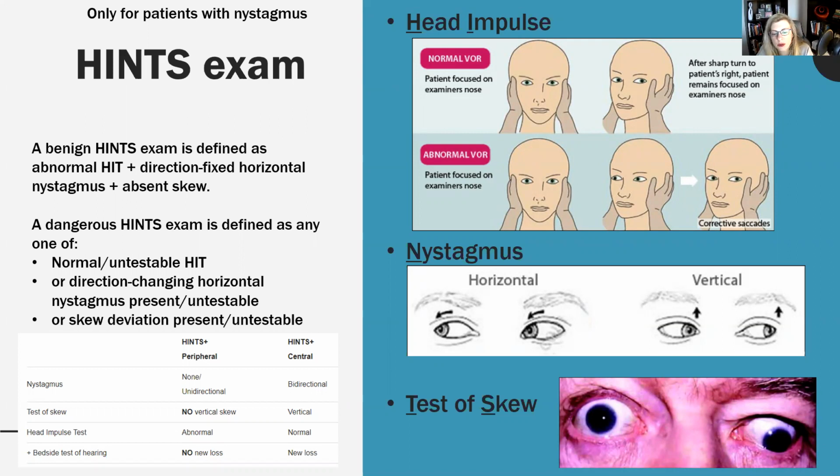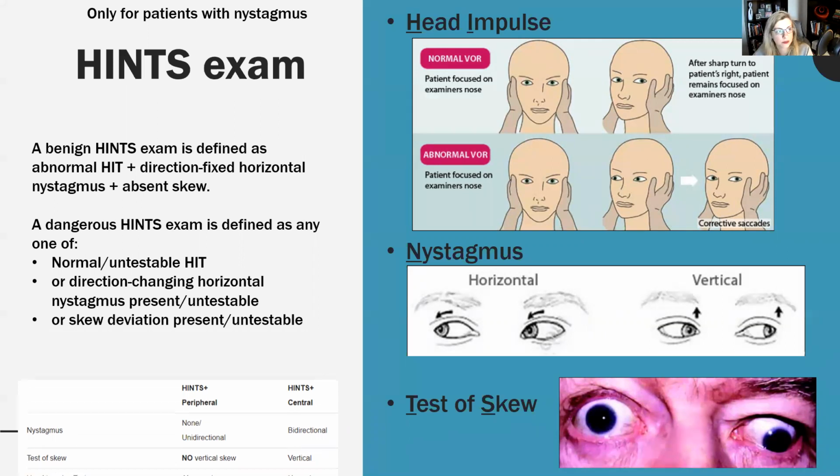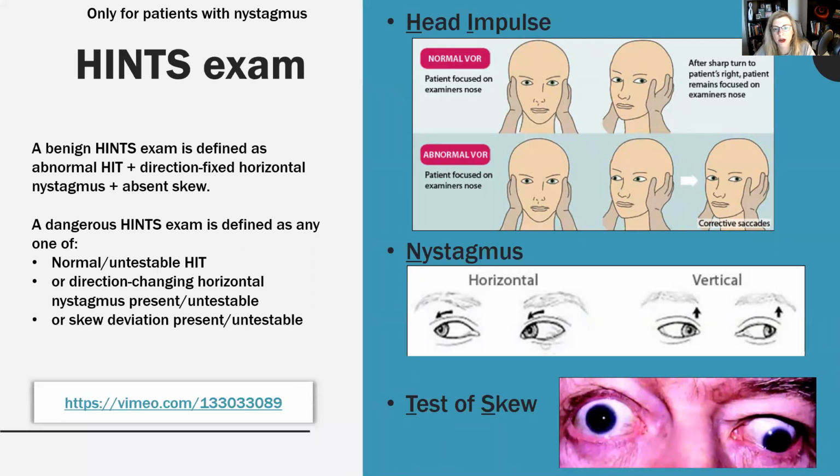The test of skew can get really complicated, and I think really watching the video makes it make more sense, so I'm going to leave that to the video. Important parts, though, are knowing how to interpret a HINTS positive and negative, and being able to report on each individual part of the HINTS exam. Here's a video in case you want to see a positive and a negative exam. And again, I've assigned several different topics.